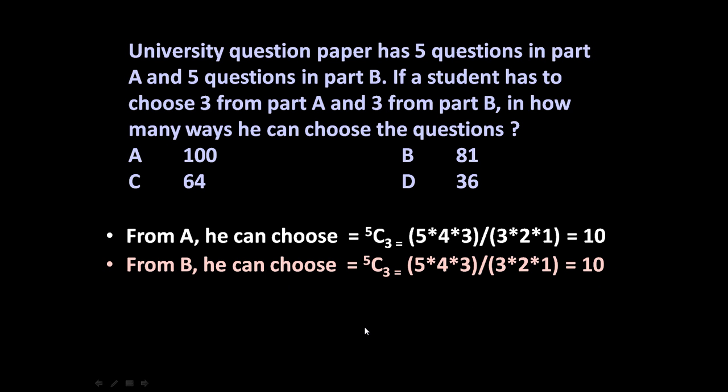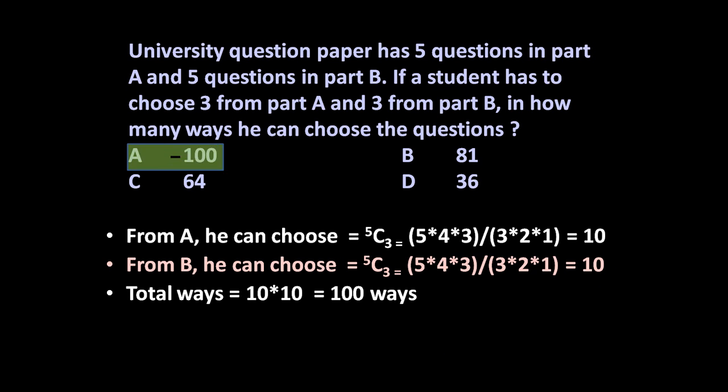Now he has to choose 3 from A and 3 from B simultaneously. So obviously he can choose in 10 into 10, which is equal to 100 different ways. So if a student has to choose 3 questions from section A and 3 from section B, with 5 questions in A and 5 questions in B, he has 100 different combinations possible. So in 100 different ways he can choose the questions.